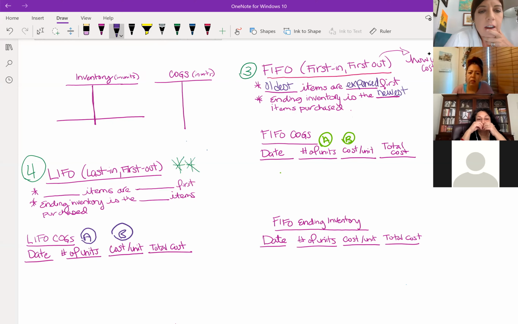LIFO, last in, first out, is the only method that is not allowed under IFRS, the International Financial Reporting Standards. It's a big reason why we will never fully converge with the International Financial Reporting Standards. US companies like LIFO because of the tax benefits that LIFO provides to these companies. LIFO stands for last in, first out for costing cost of goods sold.